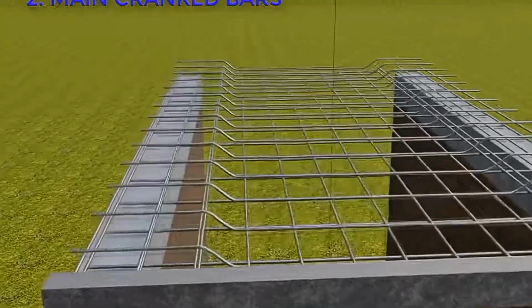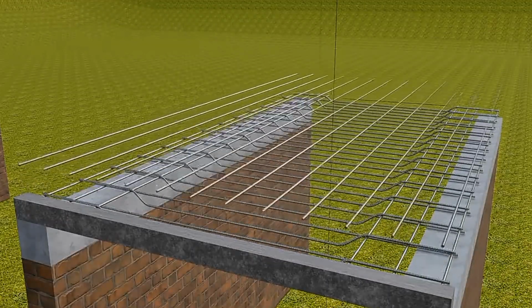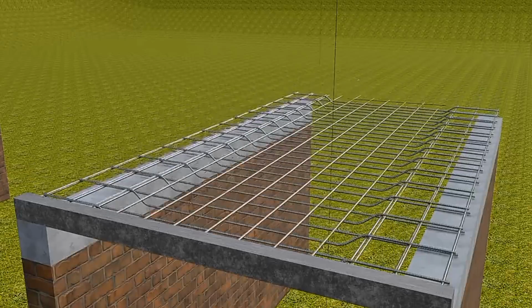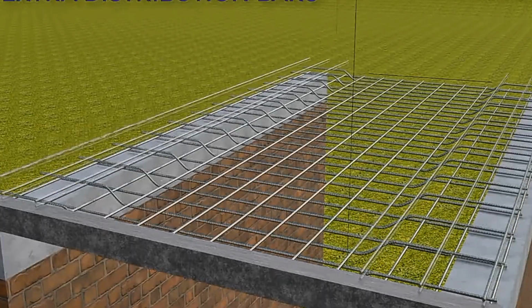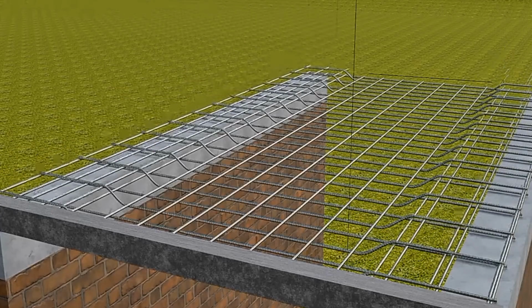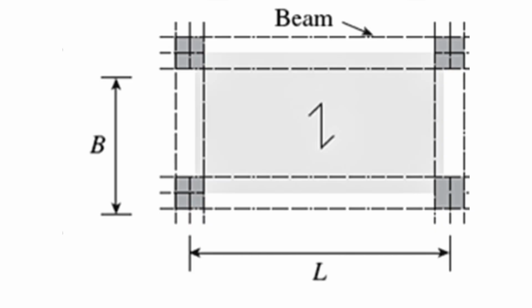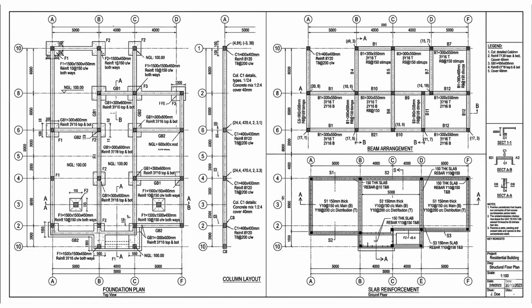Then, you have secondary or distribution reinforcement. This steel runs perpendicular to the main bars, parallel to the longer span. Its job isn't to take the primary bending load, but to help distribute the load evenly to the main bars and control cracking. Think of it like this. The main bars are the big joists, and the distribution steel is like smaller cross bracing. Both are essential for a strong, stable slab.